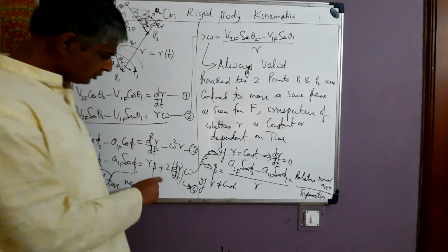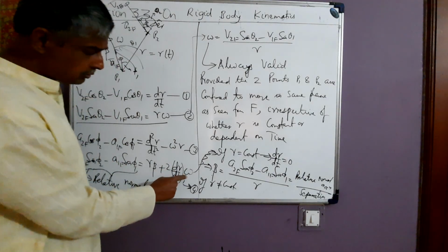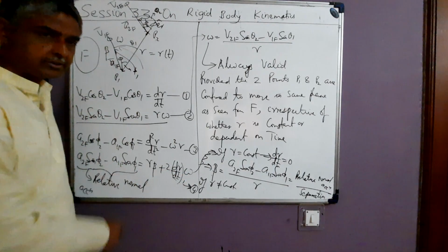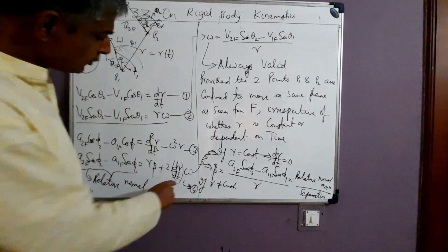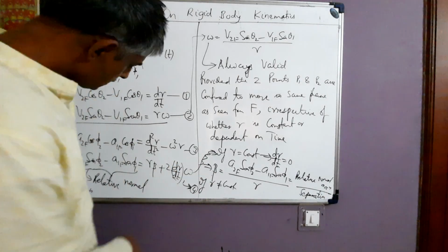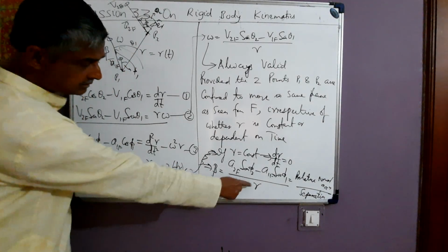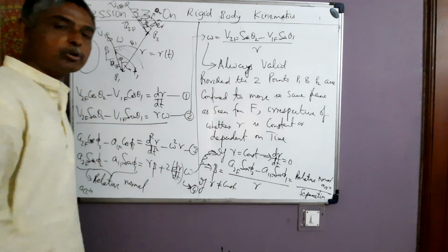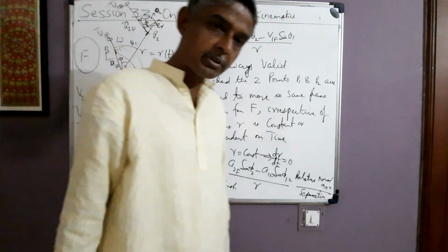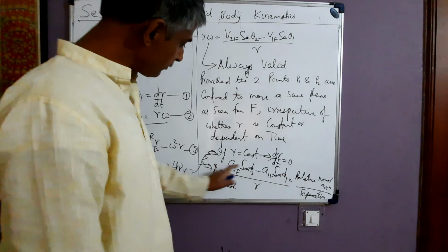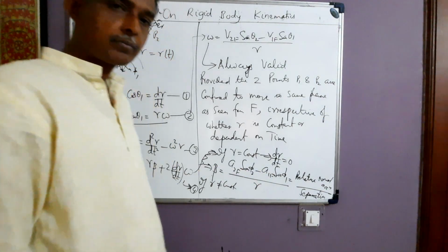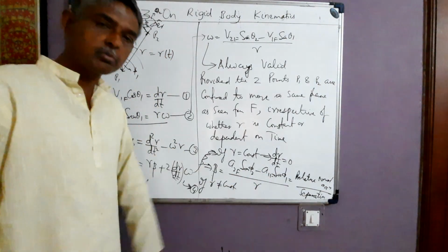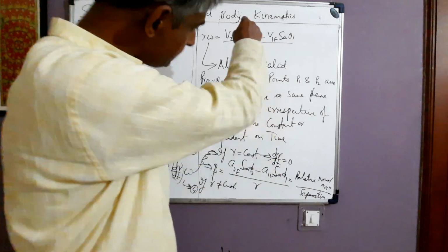One thing is there: suppose r is variable but omega is 0, then again this formula becomes valid. But we are taking the case when omega is non-zero. So this formula is valid only when the separation r between the two moving points P1 and P2 does not change with time. Then only this formula for beta is going to be valid. Otherwise it is not.